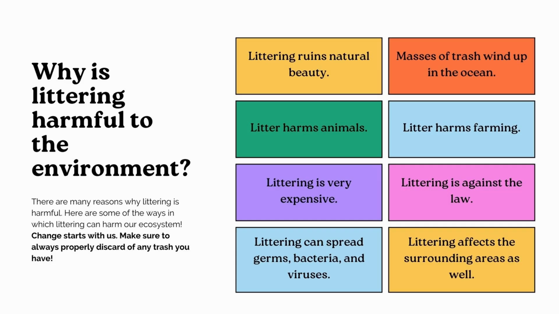So why is littering harmful to the environment? There are many reasons why littering is harmful. Here are some of the ways in which littering can harm our ecosystem. Littering can ruin natural beauty. Littering also leads to masses of trash winding up in the ocean. That can also lead to litter harming animals, and litter harms farming as well.